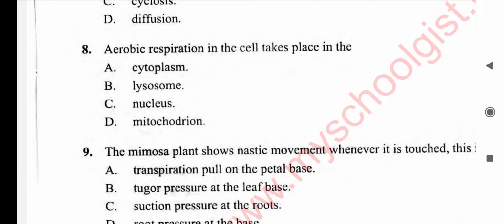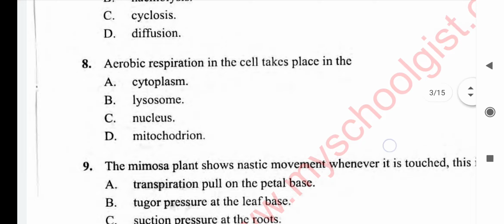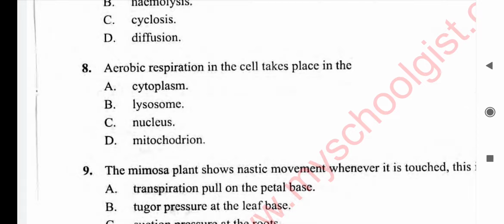The mitochondrion is also the powerhouse of the cell. The mitochondrion is the powerhouse of the cell where energy in form of ATP is produced. And aerobic respiration can only take place in that site where energy is produced. So therefore, the answer is mitochondrion.